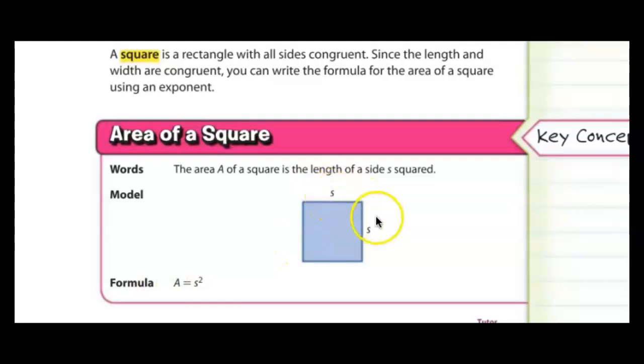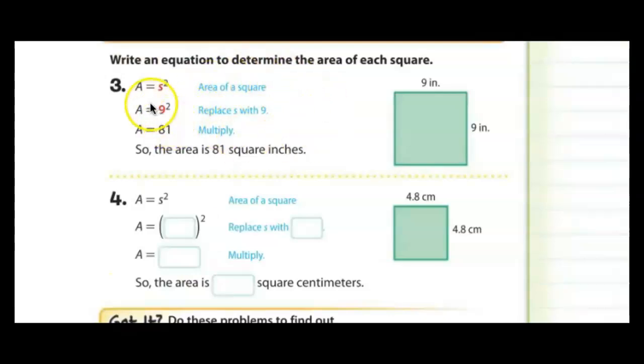So we still could actually do length times width, but both numbers will be the same. So we can write that as the area of a square is equal to s squared. Remember, when you multiply a number by itself, it has the exponent of 2. All right, let's go ahead and look at this example here. So we have A is equal to s squared.